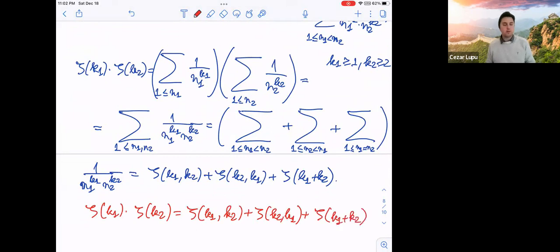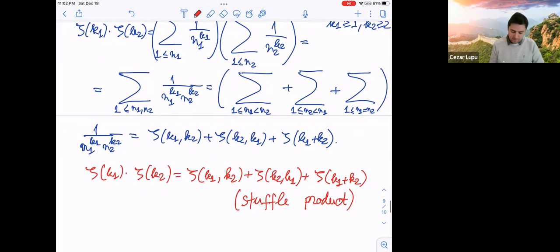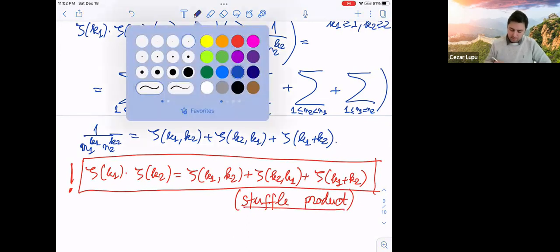So this is what we call the first example, a baby example of what we call the stuffle product. In other words, I'm trying to introduce, in a very naive way, some operations on this algebra of multiple zeta values. So this is the first relation that we have. And of course, we can play around with it, with some examples.